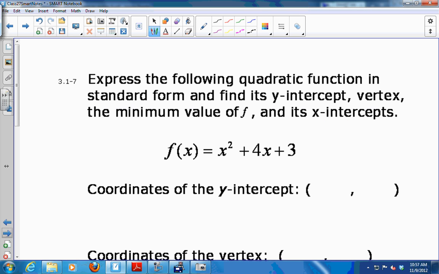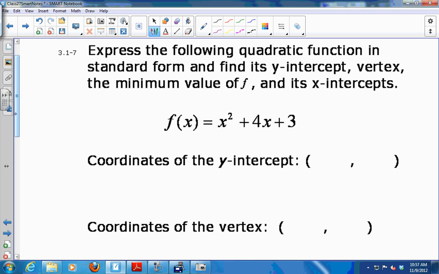So let's look at an example. We have a quadratic function written in the general form, the ax squared plus bx plus c. I want to switch it to the vertex form. I want to find its y-intercept, its vertex, its minimum value, and its x-intercept. So all those key things I want to try to find out about this. So y-intercept, anybody remember in general how you find a y-intercept?